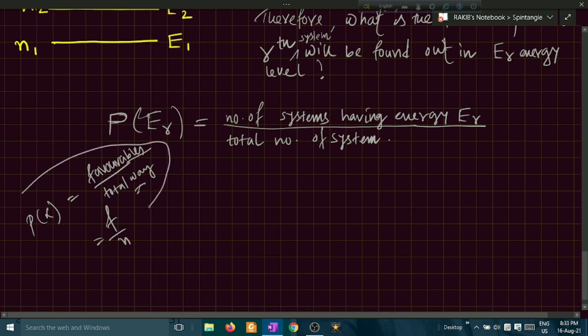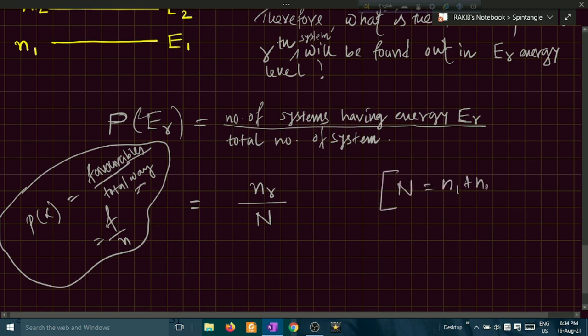So the number of systems having energy ER is what? There are NR systems having energy ER. The total number of systems is N, and N is equal to N1 plus N2 plus dot dot dot NR. That's it. This is the probability of having the Rth state with energy ER.